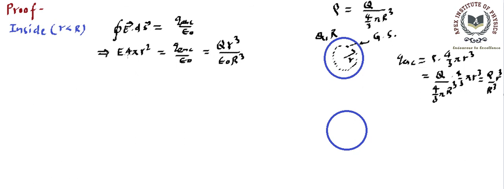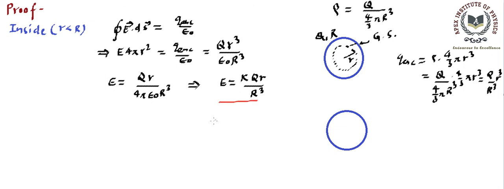Now if we see carefully, small r square will get cancelled out. So E becomes equal to Q small r divided by 4 pi epsilon naught into R cube, which can be written as kQ small r divided by R cube. So this is the proof for the inside part, and this is the result for the inside part. Similarly, we can also prove it for the outside part.